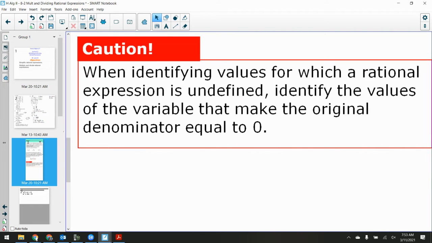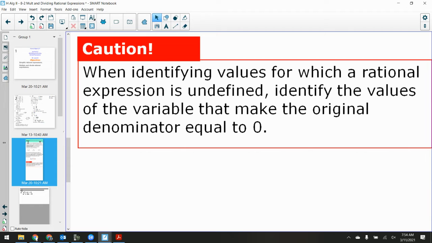When identifying values for which a rational expression is undefined, identify the values of the variable that make the original denominator equal to 0. You're going to see me say, identify, you can see it up on the top of the page there, identify any x values for which the expression is undefined. What I mean by that is, when is a fraction undefined? When a 0 is in the denominator. So you're looking toward finding things that will make the denominator 0. That's what will make this expression undefined.